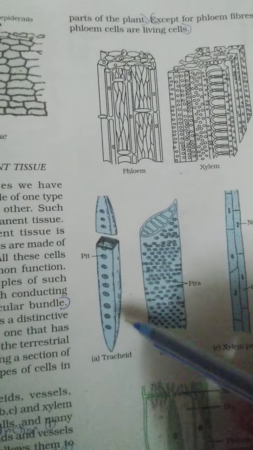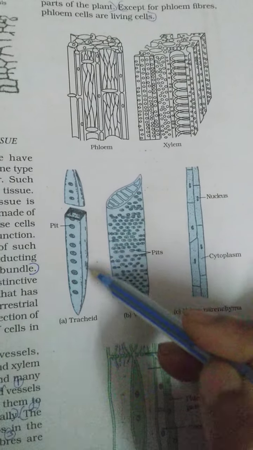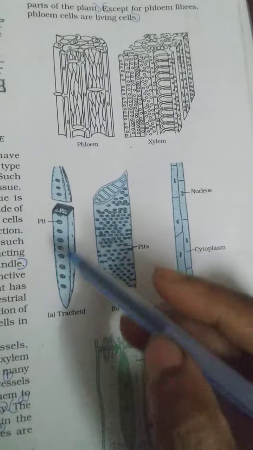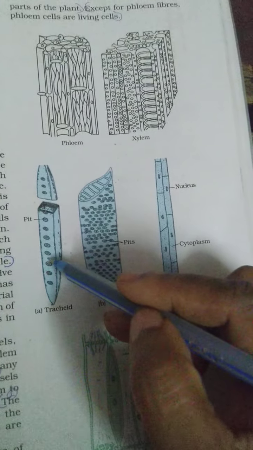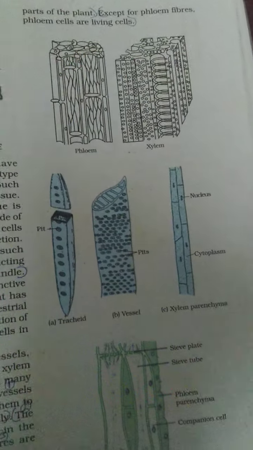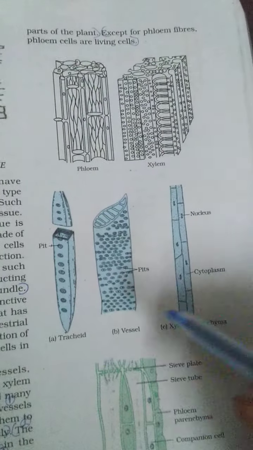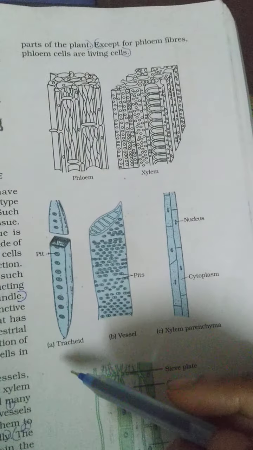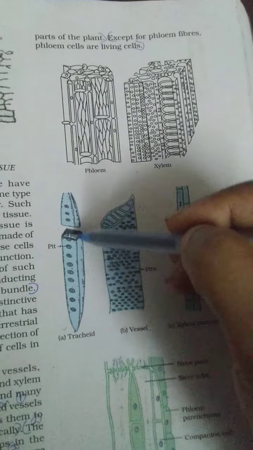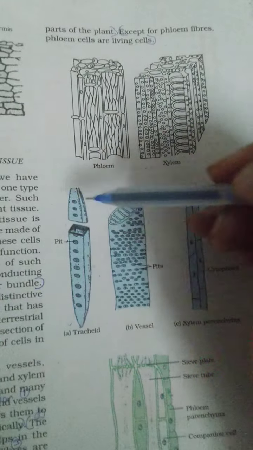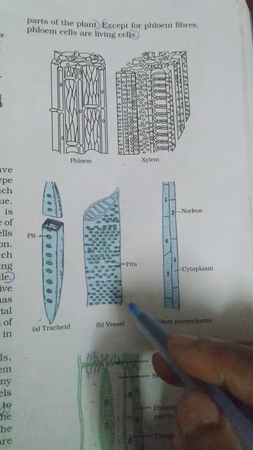This is tracheid. It is a long tube-like structure with tapering, meaning pointed, ends on both sides. It has small pores. These pores are called pits, through which water and minerals rise up. Through this tracheid the water and minerals rise from the root towards the leaves through the pits. Then see the picture of the vessel.